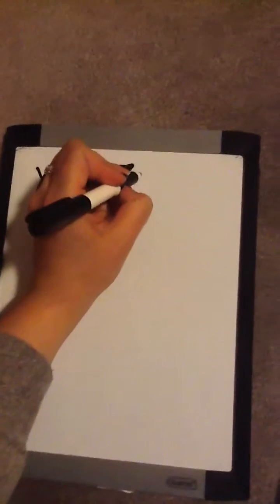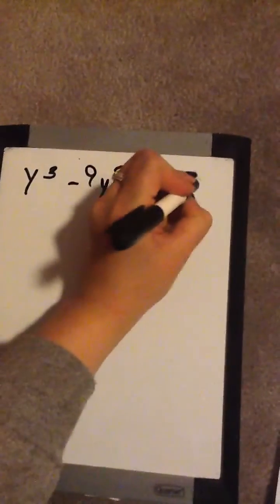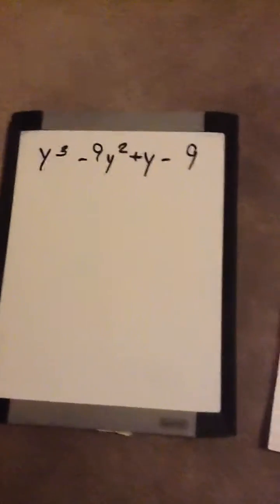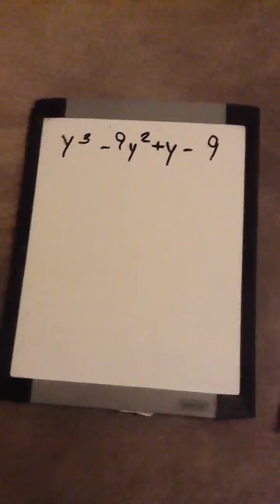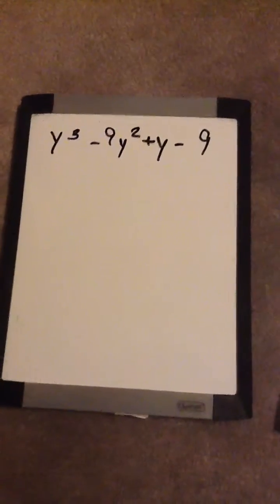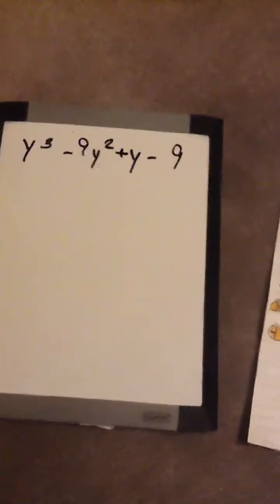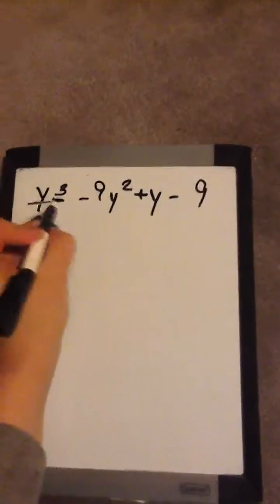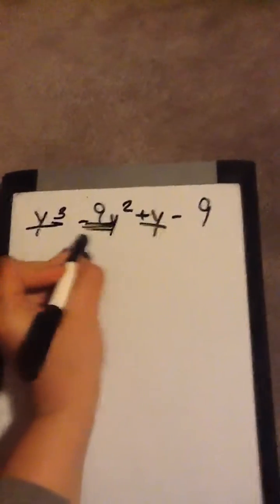Okay, so you wanted to factor out y cubed minus 9y squared plus y minus 9. So you're right in the fact that you want to find common factors, but you shouldn't worry so much about how you're going to split it up. I would just go with the most obvious. So for me, I see common factors in the y's and common factors in negative 9's. So that's how I'm going to split it up, but I'll show you a different way.